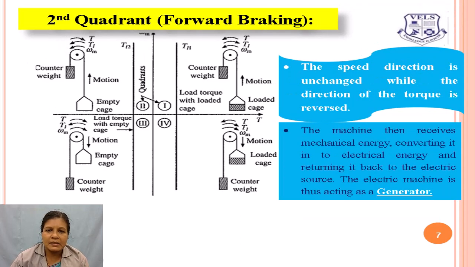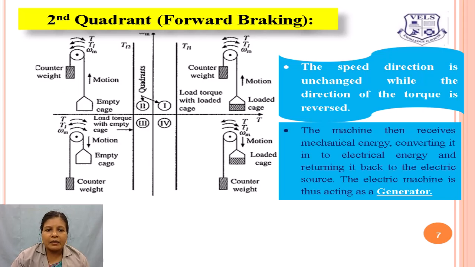This is the second quadrant, that is the forward braking. In the second quadrant, the empty cartridge has to be moved upward. The hint says that the counterweight is greater than the empty cartridge. So due to the gravitational force, there are chances for the counterweight to go and hit the ground very forcefully. At that time, the empty cartridge would also go up and hit the top. So we have to apply a braking torque in order to pull the empty cartridge at a safer, limited speed.